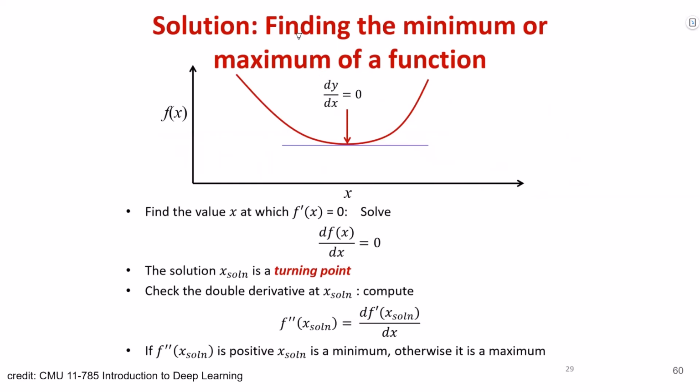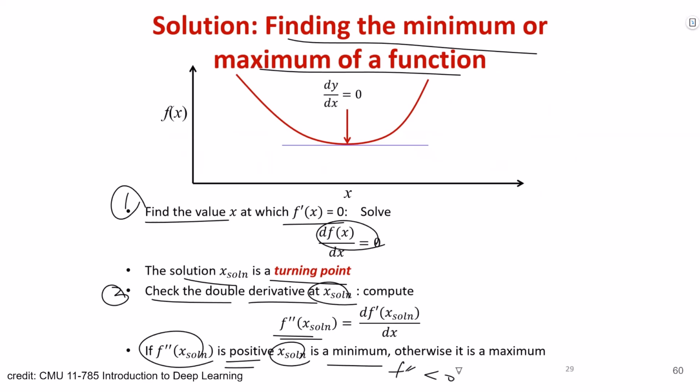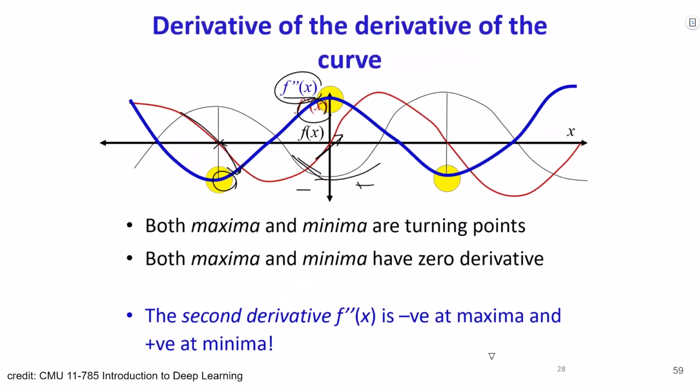So the solution of finding the minimum or maximum of a function is as follows. First of all, we find the value x at which f prime x equals 0. We're going to solve this problem, and the solution is a turning point. And the second process is you check the double derivative of the solutions by computing the second derivative. If this value is positive, then the solution is a minimum. Otherwise, meaning that if the second derivative is negative, then it is a maximum, as you saw in this slide.